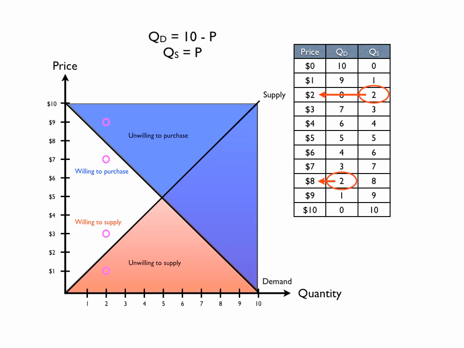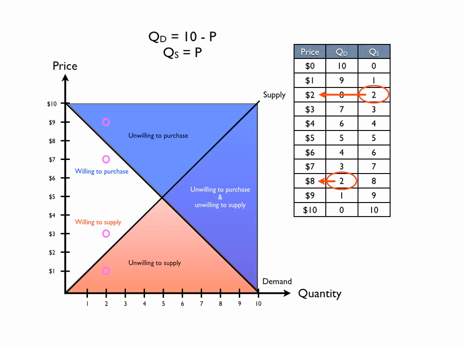Similarly, at a price of $3, consumers are willing to purchase that second unit. They value the second unit at $8. They would certainly pay $3 for it. And suppliers, their marginal cost of producing that second unit is only $2. If they receive $3 for it, they will supply it. So anywhere within this white region is where suppliers and demanders are both better off by producing and purchasing.